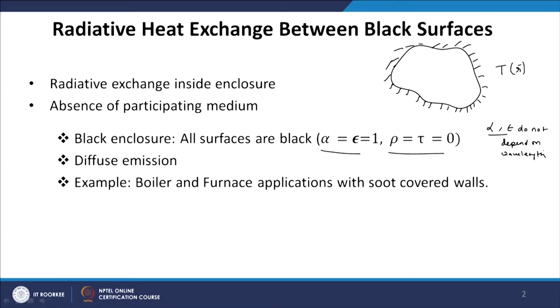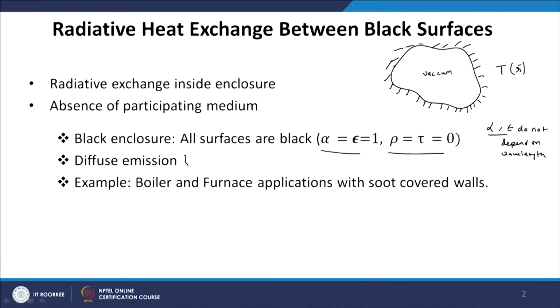So we assume that the surfaces are black, they are perfect emitters and absorbers. There is no participating medium, so the medium inside this enclosure is vacuum. We will extend this method to participating media where the enclosure is filled with some kind of gas, okay. And the third condition is the surfaces are diffuse, that means they emit radiation uniformly in all directions. So they are diffuse emitters, okay.